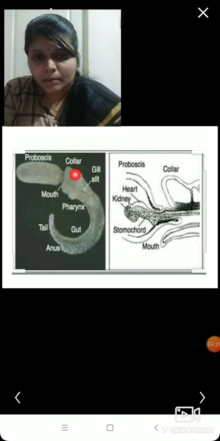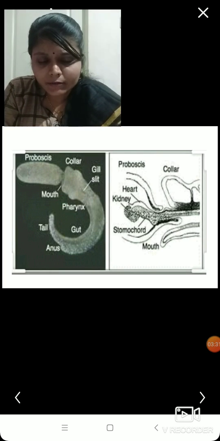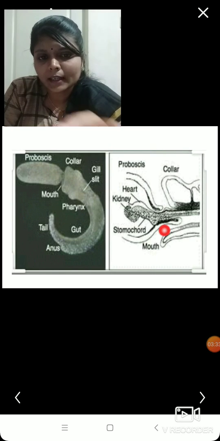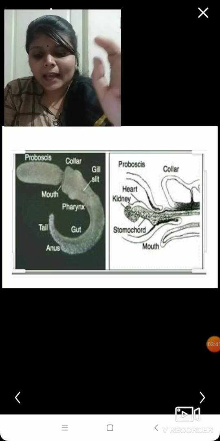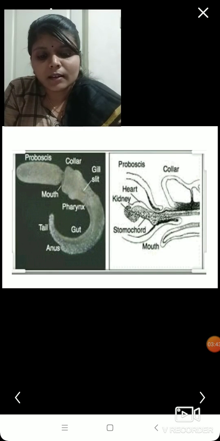Collar is there, mouth is present. If I have to show you where exactly the mouth is, this diagram is very apt to show you that. Proboscis forms the anterior part of the body, and is either rounded or conical in shape. It is continued posteriorly into a short narrow neck.